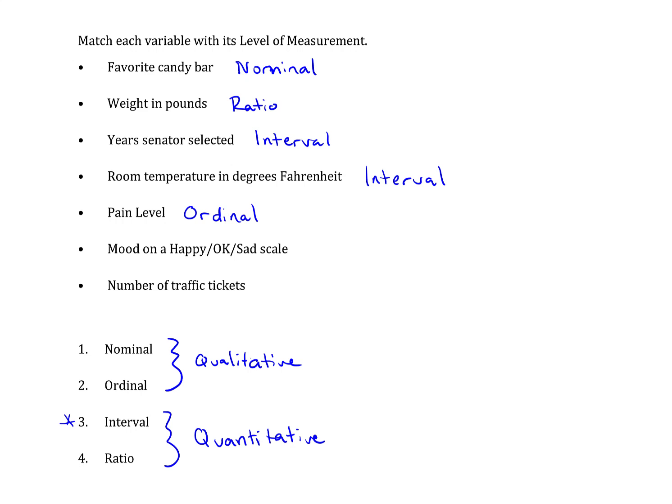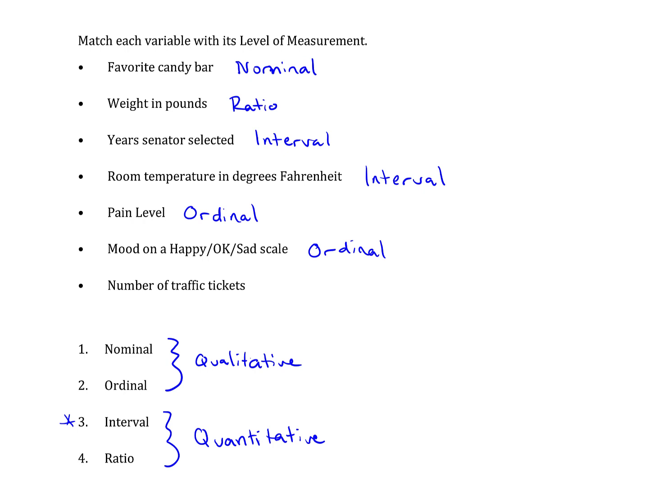Mood on a happy, okay, sad scale. So happy, okay, sad. So here we definitely have word-based data, and if you have words, then that's pointing toward qualitative. So that means it's either nominal or ordinal. And I think in this case, this would be ordinal because happy, okay, sad, there is a natural sense of order to the way those are presented.